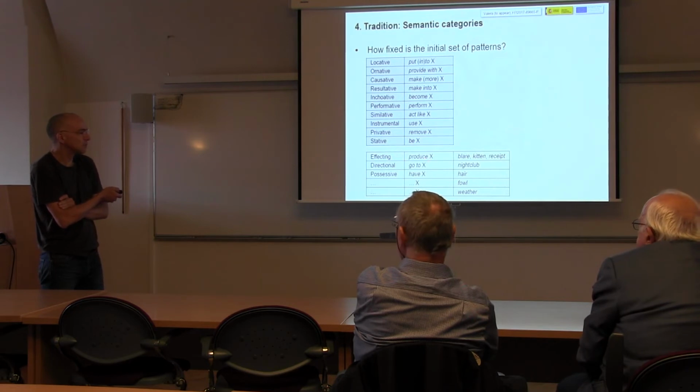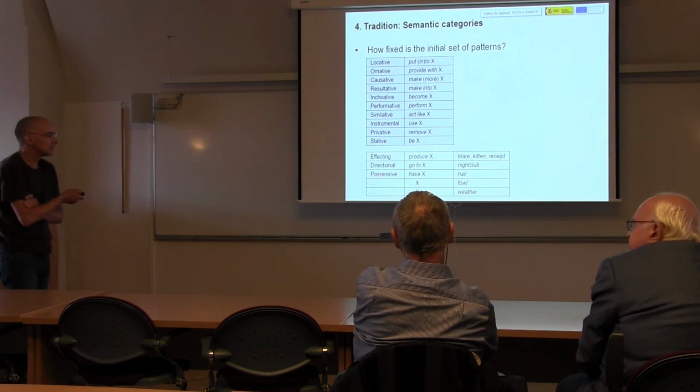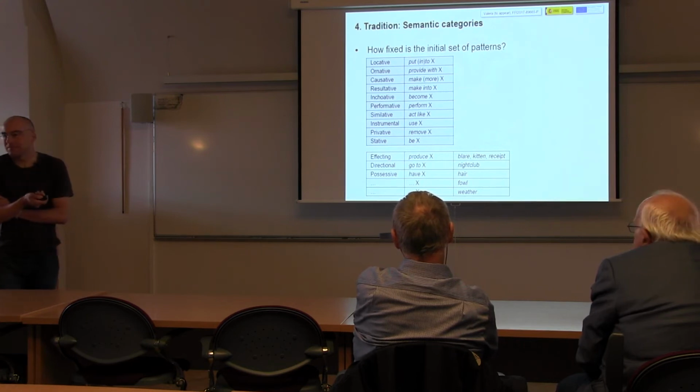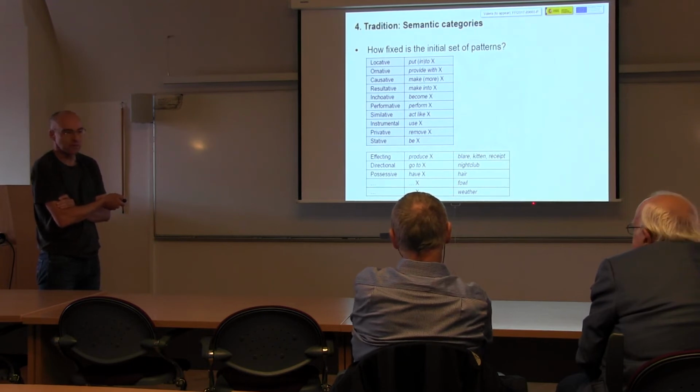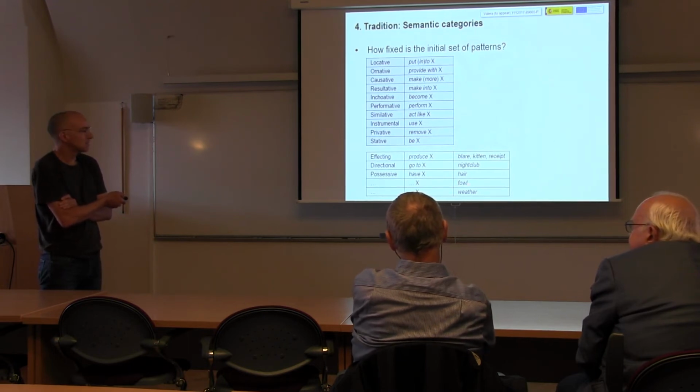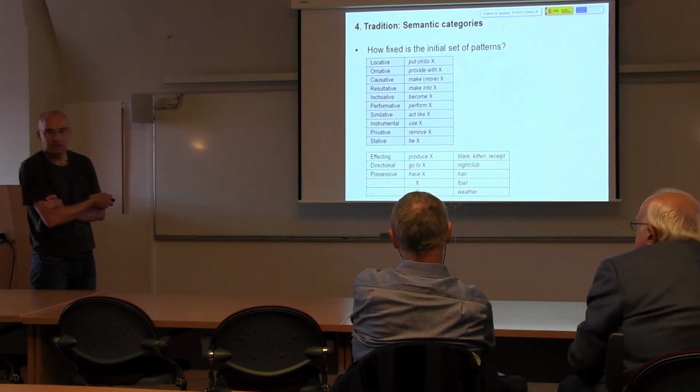Produce X: produce kittens, produce a receipt, produce a Blair. Makes sense to me. Directional, go to. There are other examples that are directional too. This is the silly example. Have. I don't know how much sense this makes. I couldn't produce any pattern for fall, or for weather a storm, weather a crisis. I couldn't produce any example. I'm very lost here.